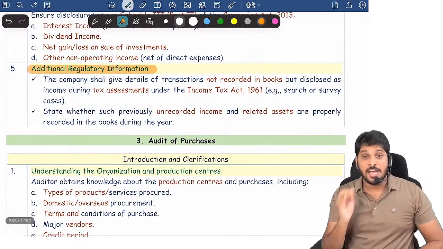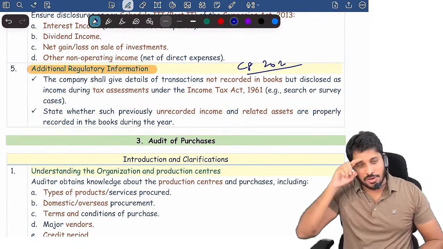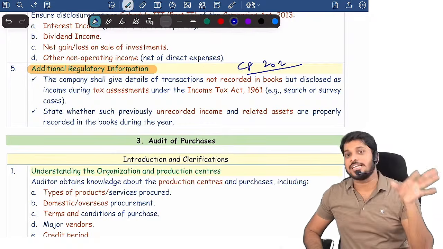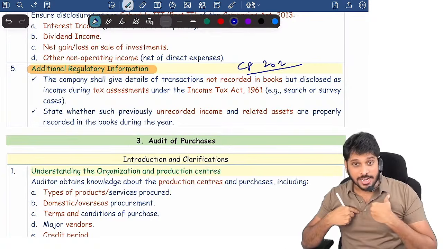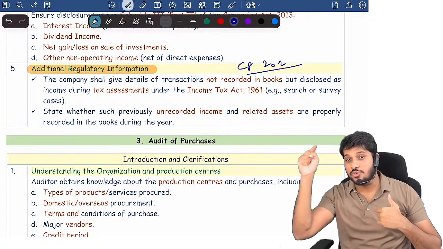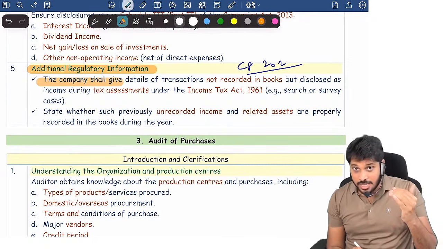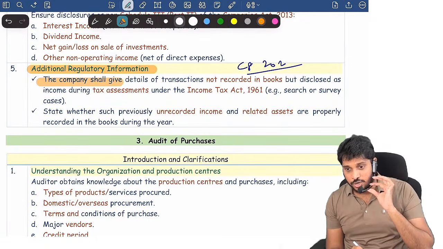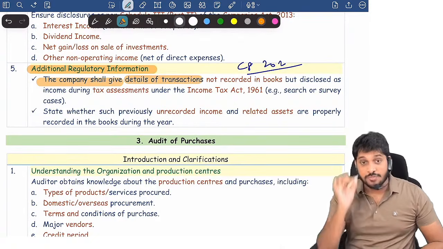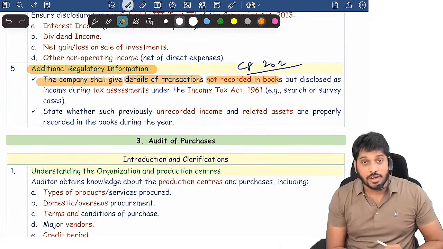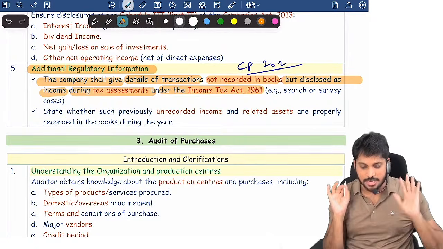Now, remember in CARO, you have clause number 8, 2020 in CARO, whether any undisclosed income was discovered during the year in a tax assessment. If so, the auditor has to check whether the same is accounted in that year or not. Here, ARI is the company's requirement. Yes or no? The company has to give a disclosure. The company shall give details of transactions not recorded in books but disclosed as income during tax assessment under income tax law.